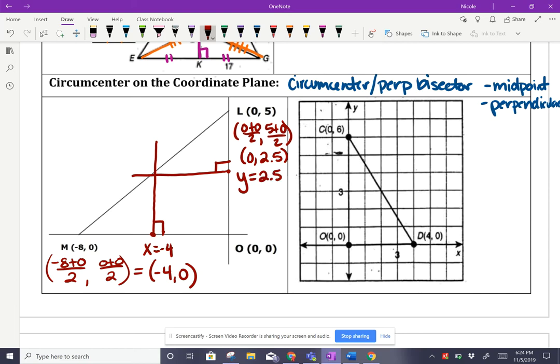And so now I need to figure out where they're going to intersect. So I need the actual coordinates in which they run into each other. So that's going to mean I need an x value and a y value. If I look at my two equations, my x value is always going to be negative 4. And if I look at my second equation, my y value is always going to be 2.5. So this is occurring at negative 4, 2.5.